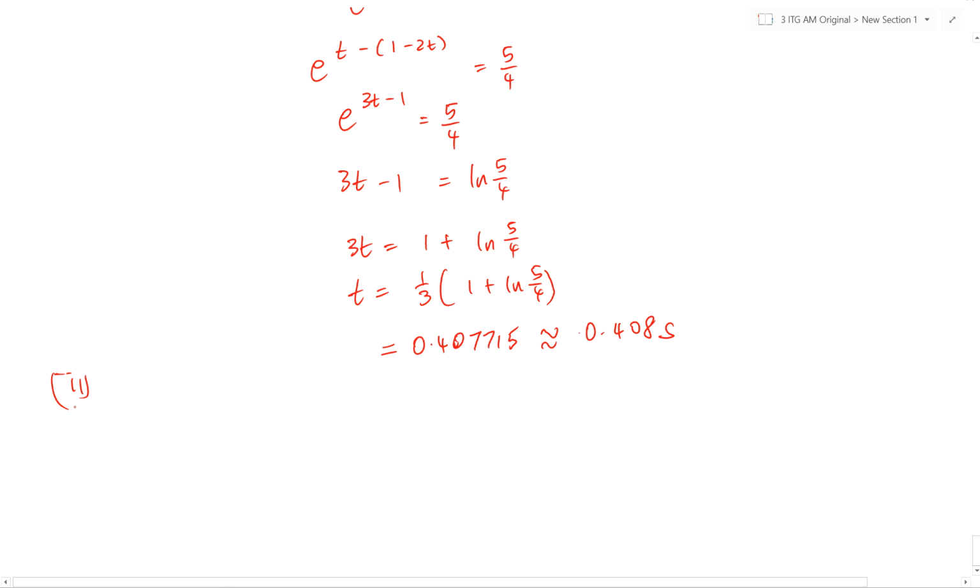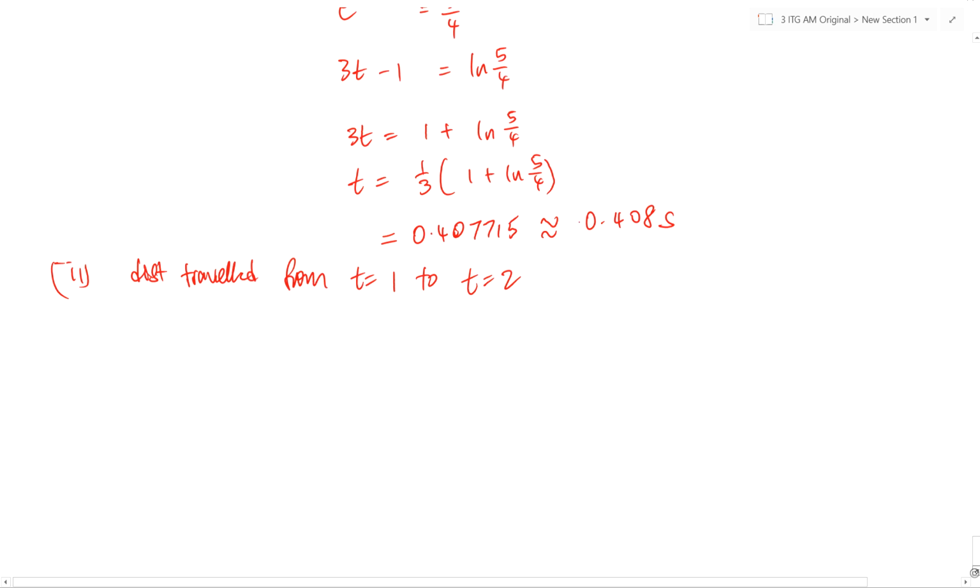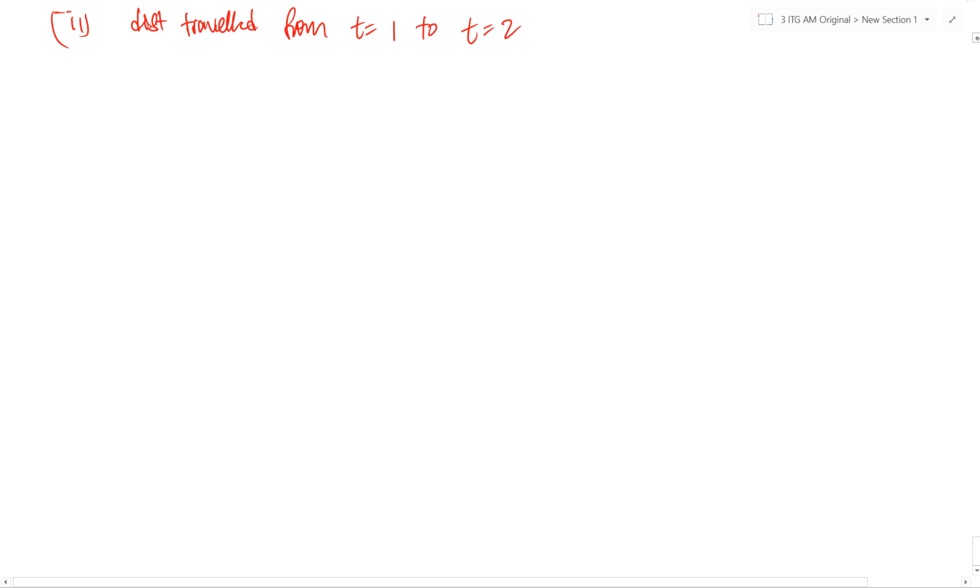Distance traveled in the second second. So distance traveled from t equals 1 to t equals 2. The second second starts from t equals 1, because the first second is from t equals 0. Second must be from t equals 1. Okay, so now I need the expression for our displacement.